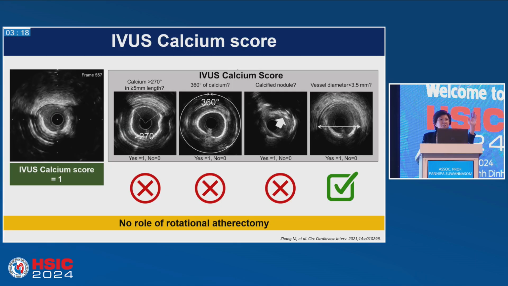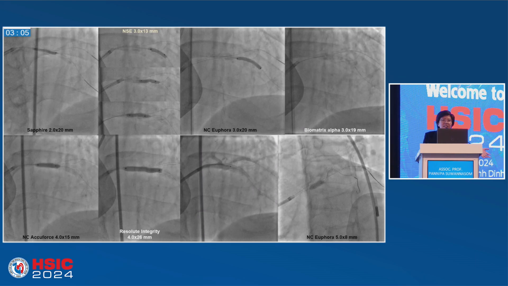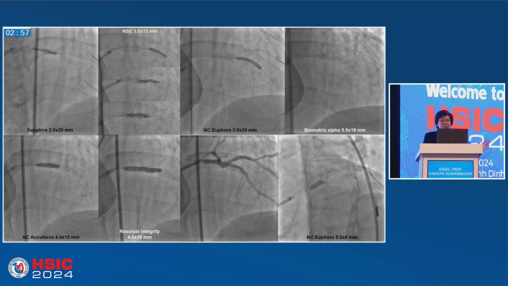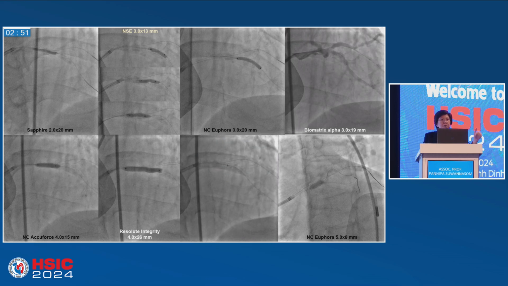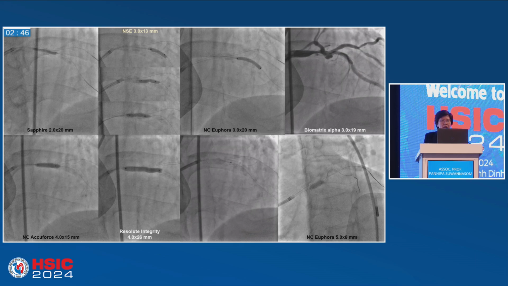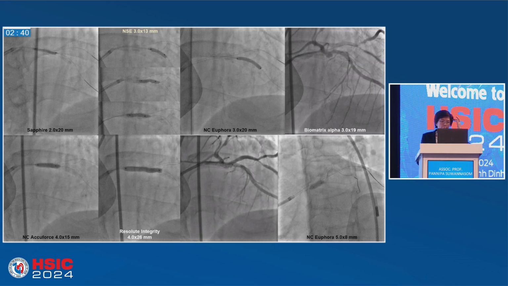Talking about the calcium, of course, we have this only if we have to think about whether we need rotational atherectomy or not. This patient has just one, so maybe we can manage with the cutting balloon. As you can see here, we use an NSE followed by the NC Euphora, and then the Biomatrix just at the mid part. The NSE was prepared from the mid LAD up to the left main. And then this one has been re-dilated with the NC Aquaforce and the left Saluté Integrity 4.0.